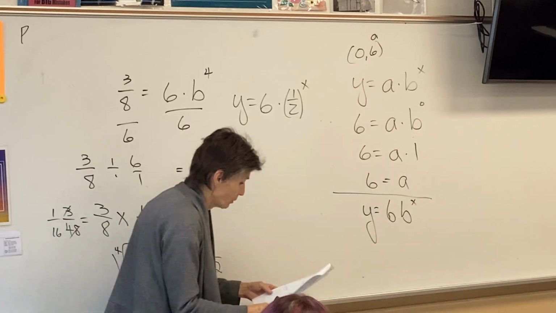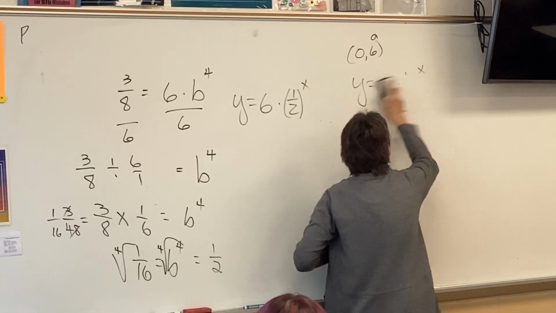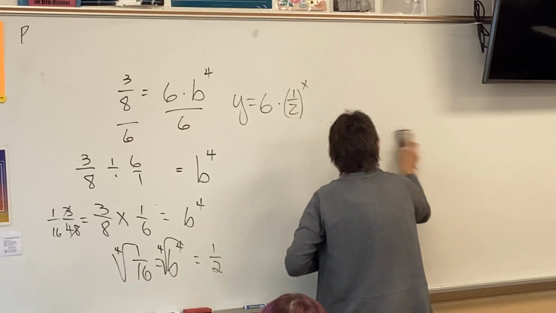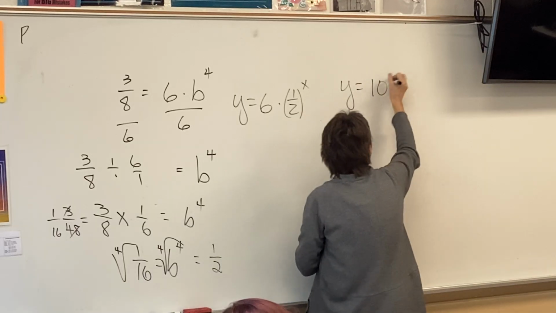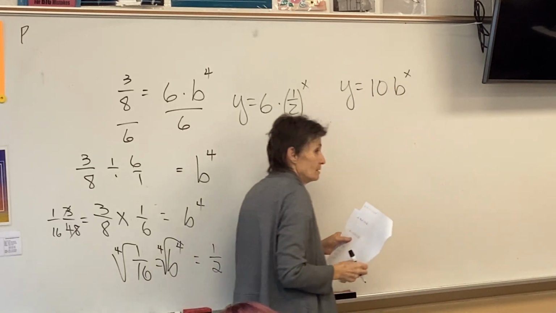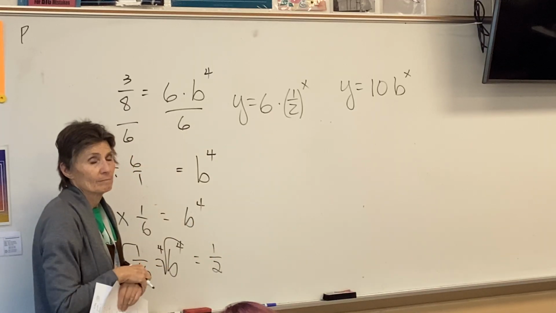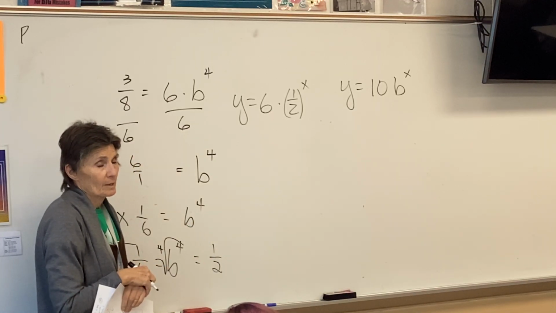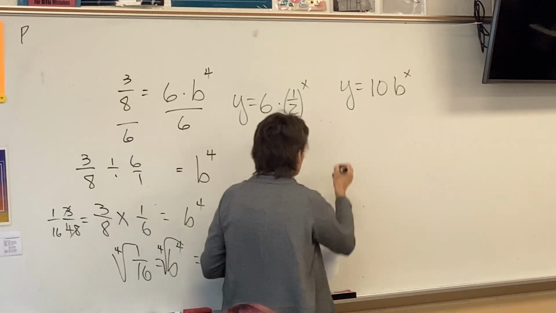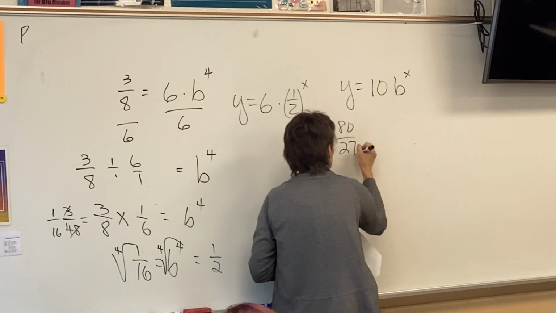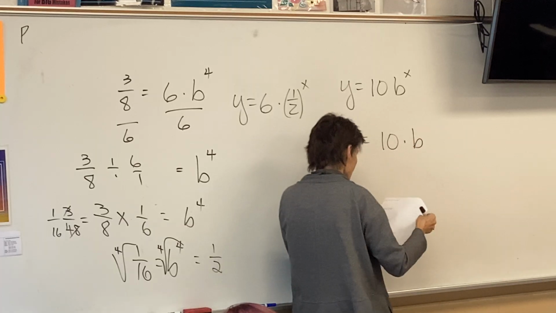All right, there's one more and it looks terrible, so let's see if we can fight our way through it. Can I skip step 1? Yep. What's A? 10. So I'm gonna go straight to here. A is 10. I'm just gonna plug it in. Everybody okay with that? So then 80/27 equals 10 times b to the third.